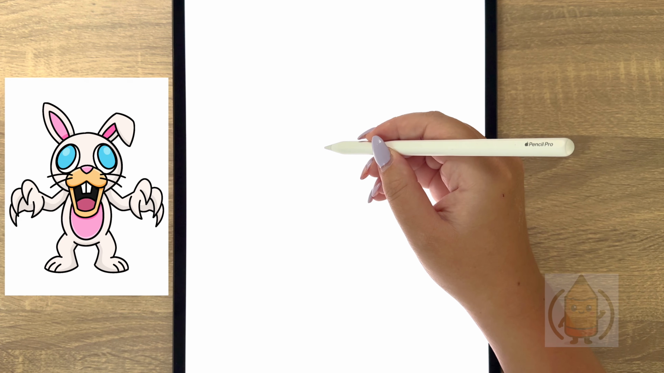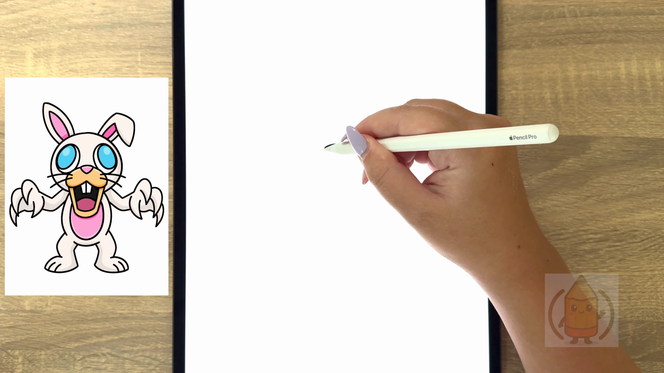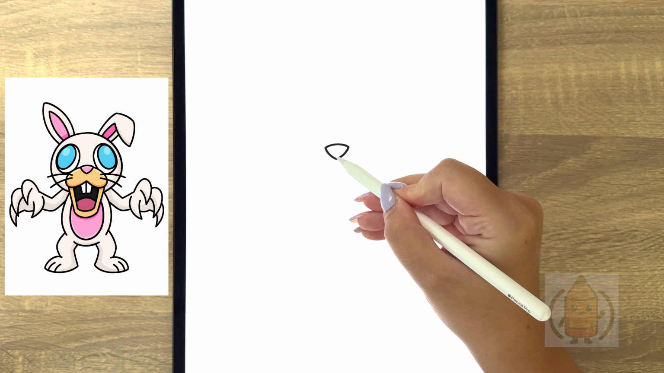So first, let's get started in the center with the nose, and we're going to draw in an arch line. From there, on both sides, we're going to curve this line around and in towards the center, joining at a point in the middle.